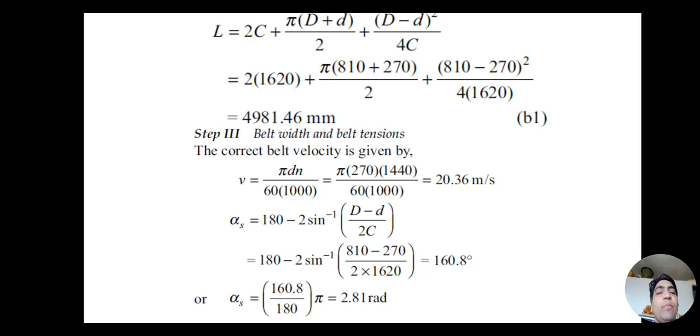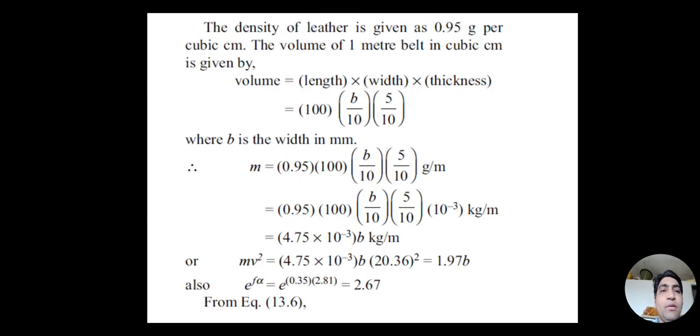Now calculate the value of alpha s, 180 minus 2 sine inverse of (capital D minus small d) upon 2C for the open belt drive. By putting all these values we will get alpha s, that is 160.8 degrees. Convert this value into radian by multiplying by pi by 180. We will get that value in radian, that is 2.881 radian.